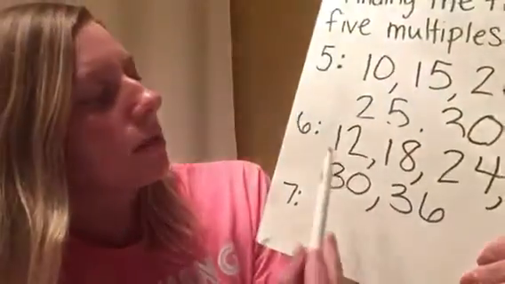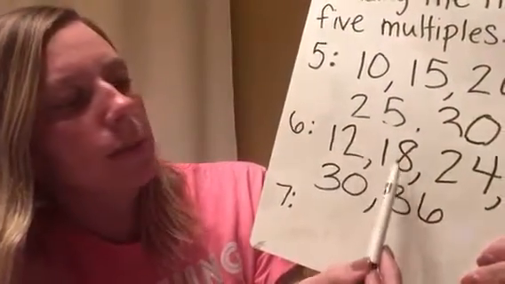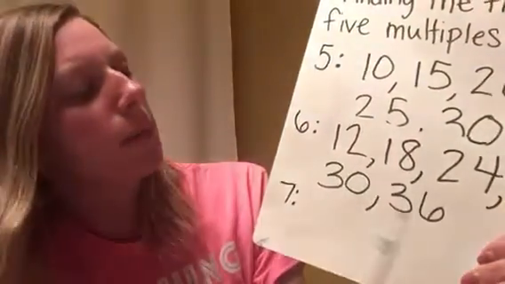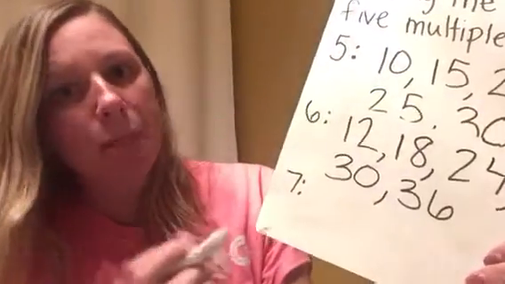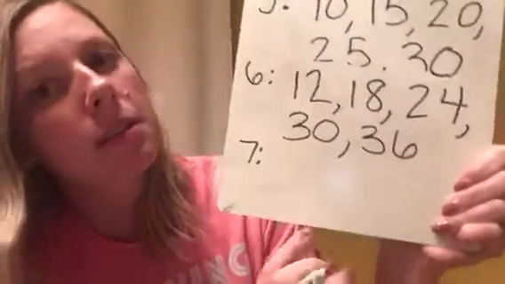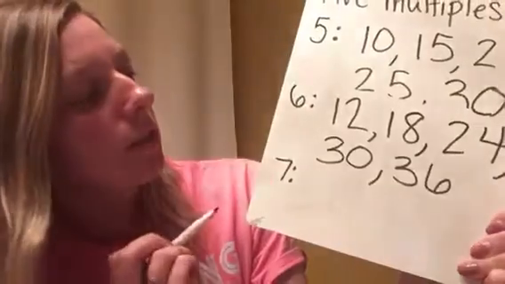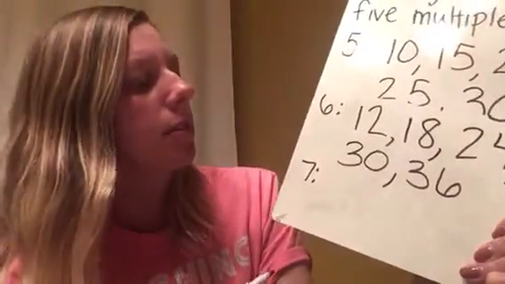Okay, so this is 6 times 2, 6 times 3, 6 times 4, 6 times 5, and 6 times 6. So there's our first 5 multiples of 6, and then we're going to find the first 5 multiples of 7.